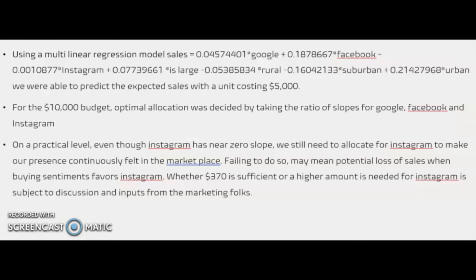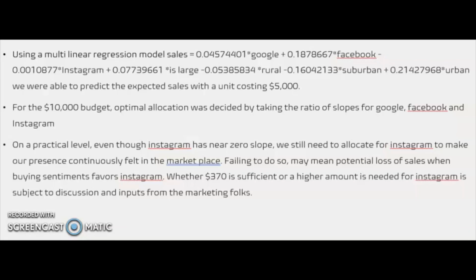For conclusion, using a multi-linear regression models as shown on the screen, we were able to predict the expected sales with a unit cost of $5,000. For $10,000 budget, optimal allocation was decided by taking the ratio of slopes for Google, Facebook, and Instagram.